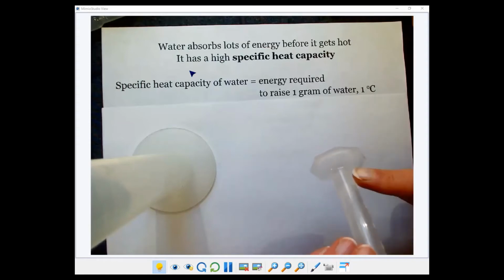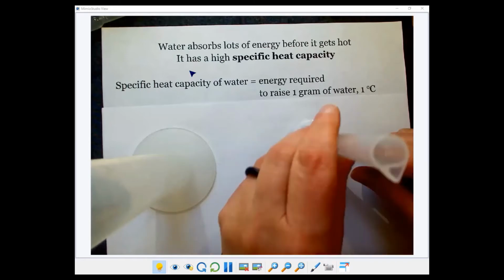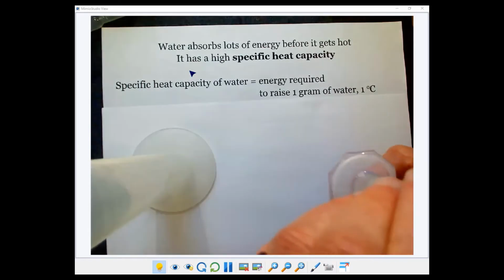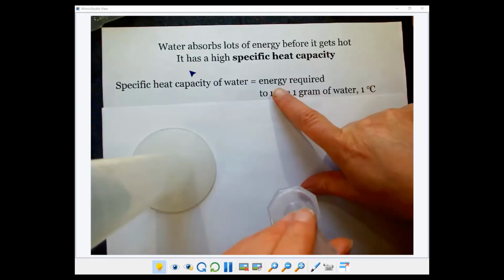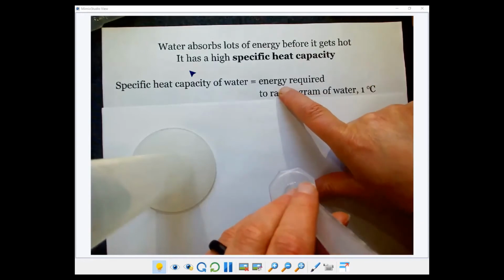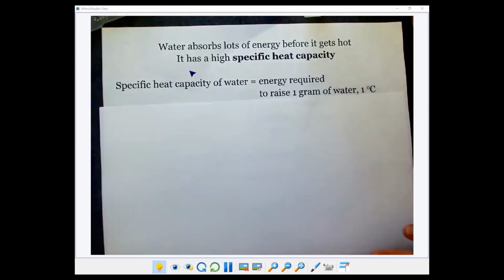So 1 milliliter of water is also 1 gram. So I have 1 gram of water right here. If I put a little lighter under it and got it to heat up 1 degree C, there's a particular amount of energy it takes to do that. And that is the specific heat capacity of water.